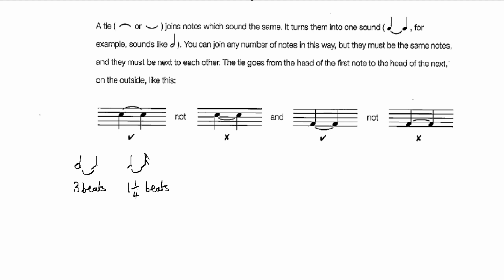It does say you can join any number of notes in this way. This is absolutely true. So you could join a minim to a quaver to a semiquaver if you wanted to, and this would give you 2 3/4 beats.